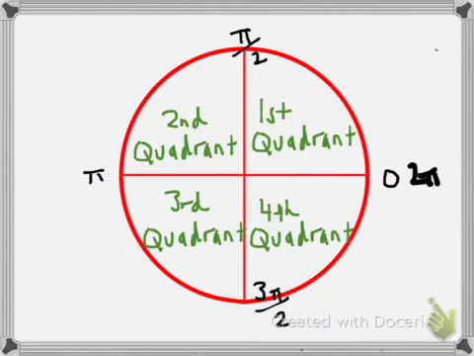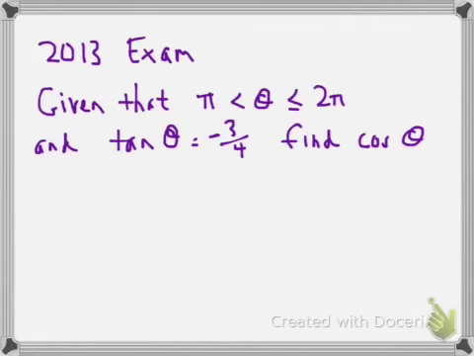Let's try another question. Let's forward a few slides. Here it is. This is in the 2013 exam. Given that this time theta is in between pi and 2 pi, so it could be third or fourth quadrant, and tan theta equals negative 3 on 4, find cosine theta. Alright, so it's got that triangle question format again, but it's a bit tricky. I'll just draw the triangle and then we'll talk further.